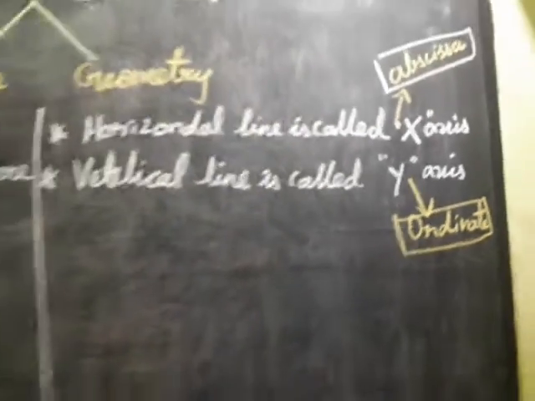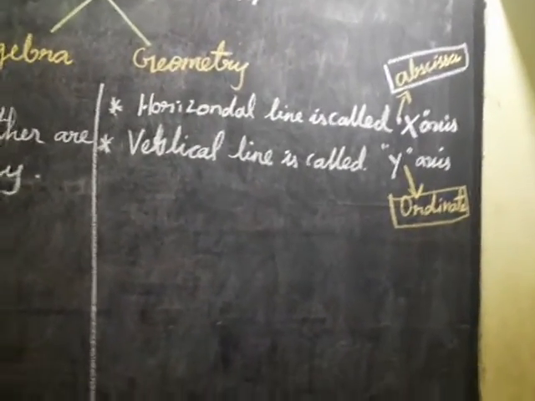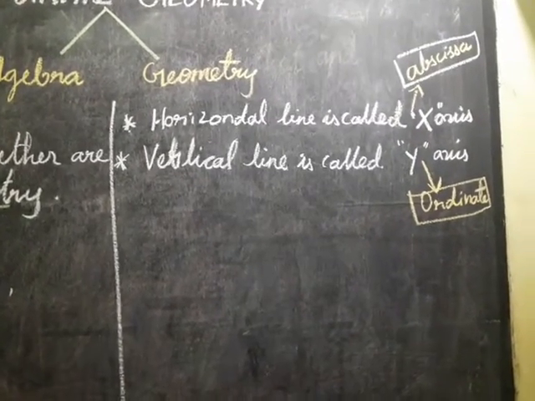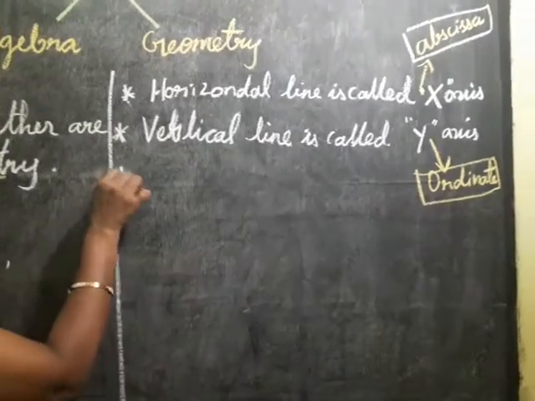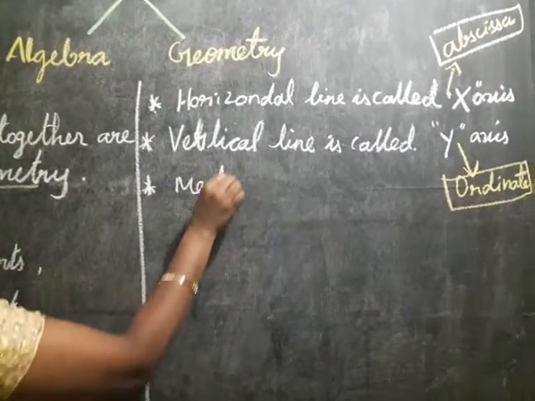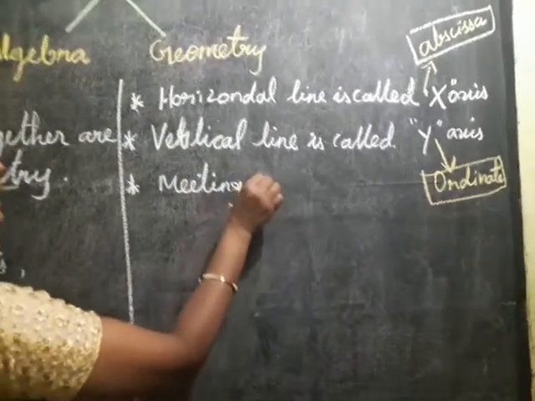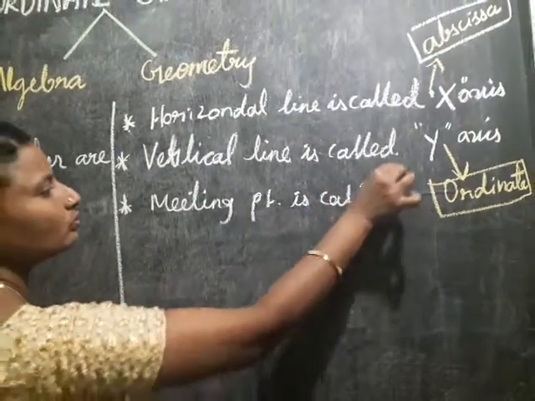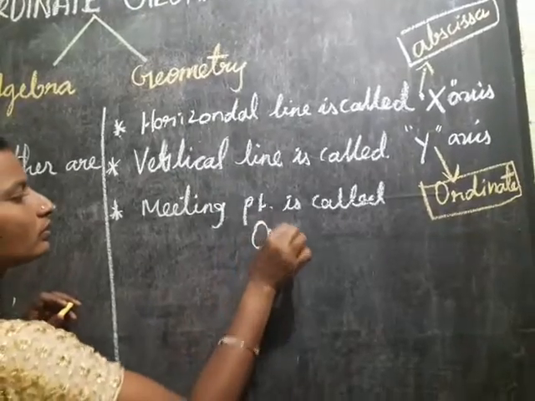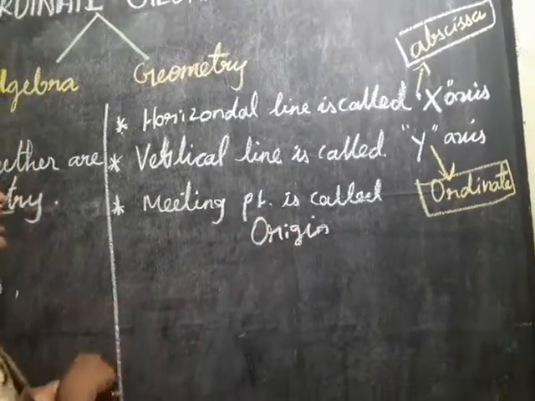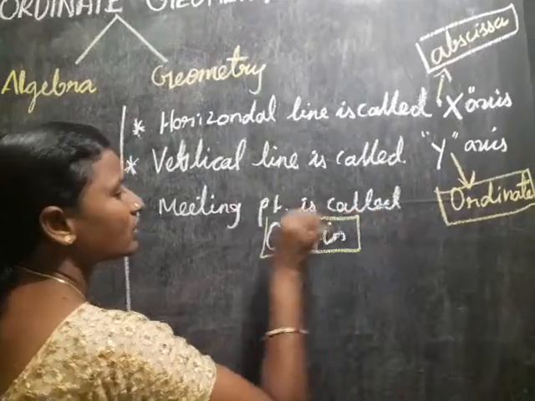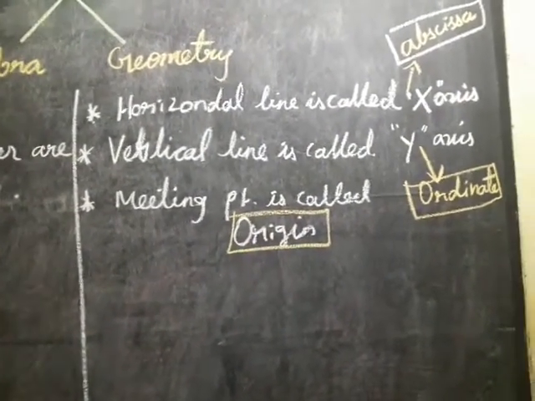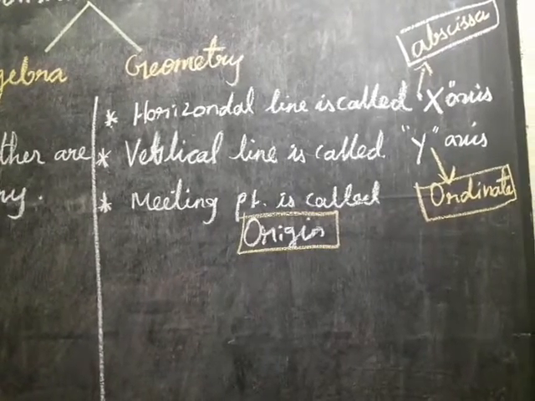Then the meeting point of the axes is called the origin. These three are for one word. Next, the x-axis and y-axis divide the plane into 4 quadrants.